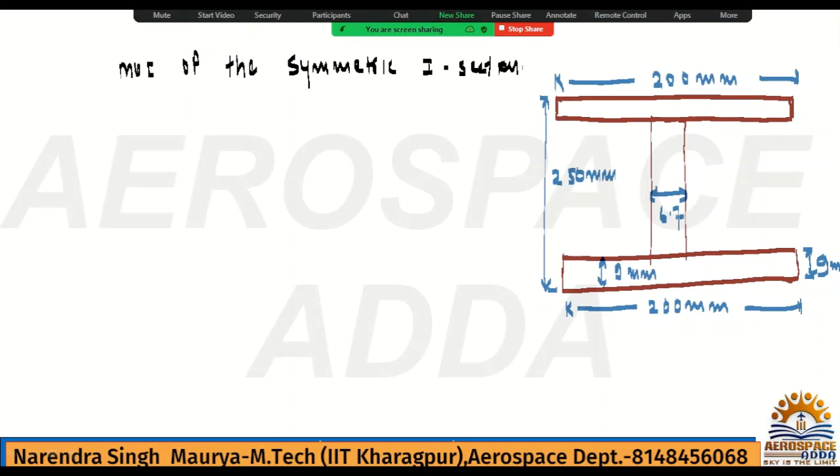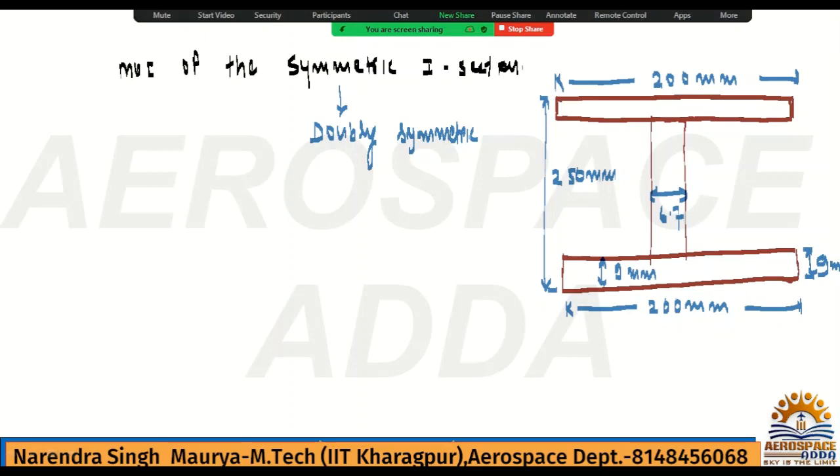So this is symmetric. One more thing, it is symmetric about both axes. It is doubly symmetric, I can say. Okay, it is doubly symmetric. Now we'll perform the calculation for this.